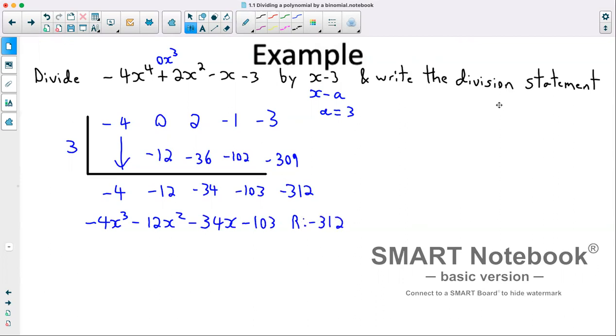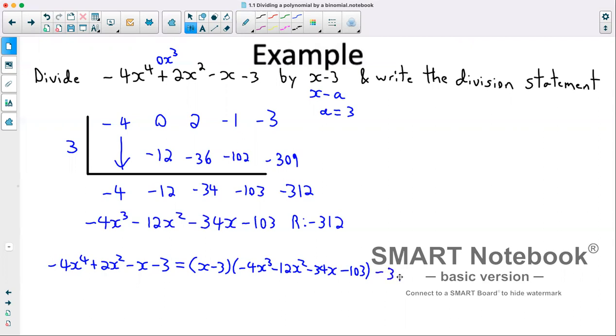Now, if we're wanting to write our division statement, remember that is our polynomial. So -4x to the 4 plus 2x squared minus x minus 3 is equal to what we're dividing by. So x minus 3 times our quotient, which was -4x cubed minus 12x squared minus 34x minus 103, and then plus our remainder. In this case, it's a negative remainder, so minus 312.